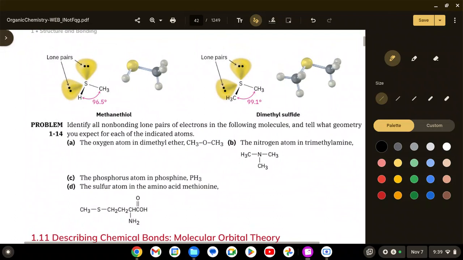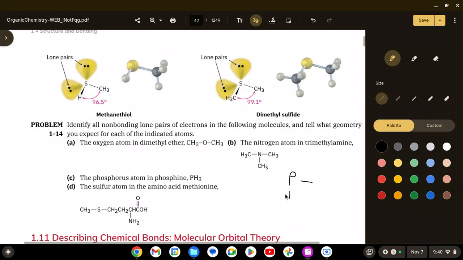Problem 1.14. Identify all non-bonding lone pairs of electrons in the following molecules and tell what geometry you expect for each of the indicated atoms. Oxygen in dimethyl ether, that's sp3. And they're all on oxygen. And then B, the nitrogen atom in trimethylamine, H3C-N, CH3, and CH3 down below. So that's going to be sp3 hybridized with a lone pair on the nitrogen. And then the phosphorus atom in phosphine, PH3.